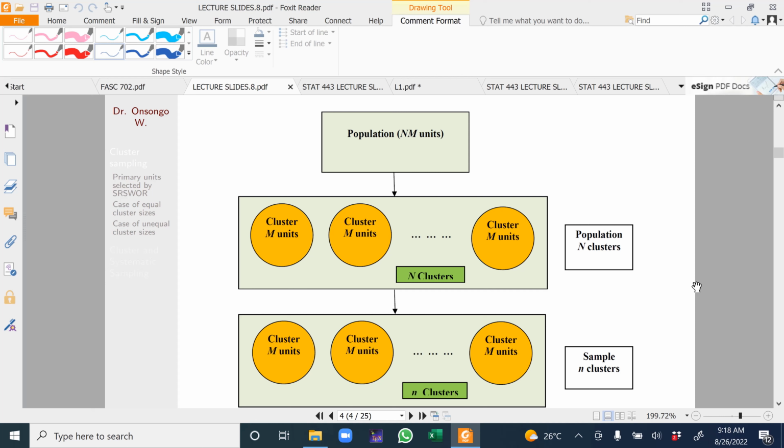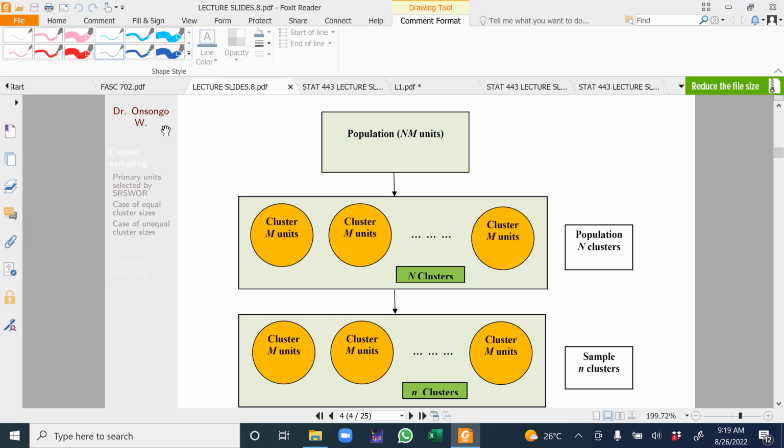So please know how to distinguish between stratified sampling and cluster sampling. And I think you can see the difference. In stratified sampling, we were considering population units. In cluster sampling, we are considering population clusters. In stratified sampling, we are considering sample units. In cluster sampling, we are considering sample clusters. And then for cluster sampling, each and every unit in the sample cluster has to be enumerated.